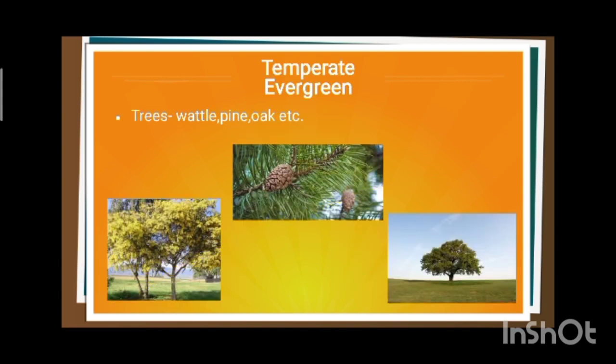The third type of forest is the temperate evergreen forest. The highland only consists of coniferous trees. These forests are dense and the timber is valuable. A mixed variety of hardwood trees are also found in this forest. The main trees are wattle, pine, oak, and eucalyptus.